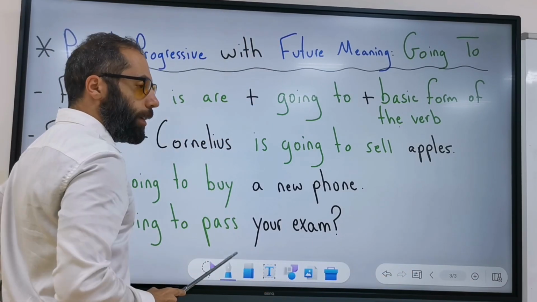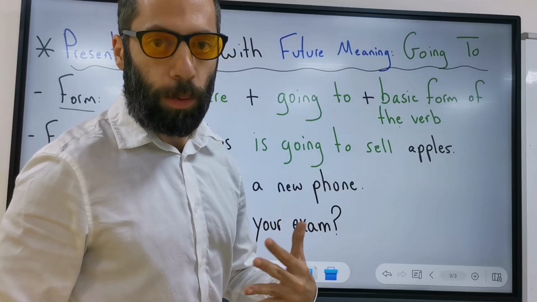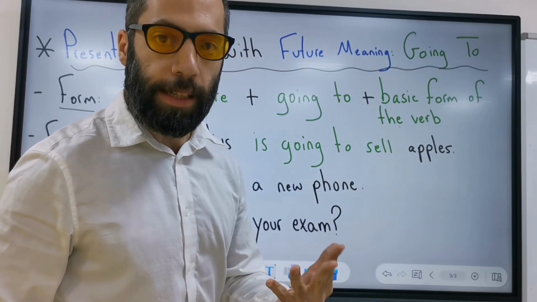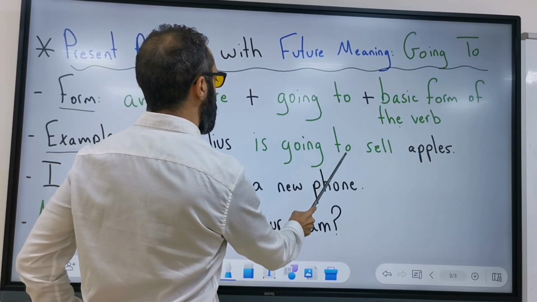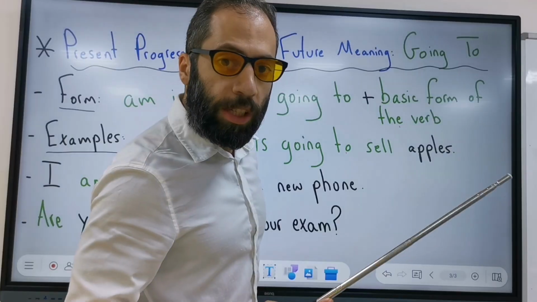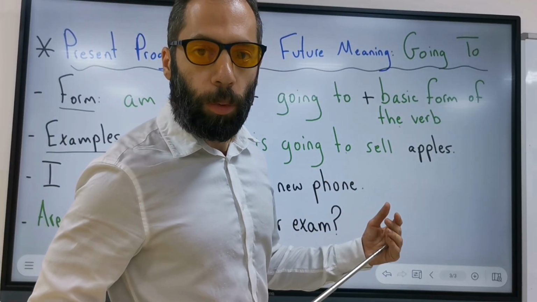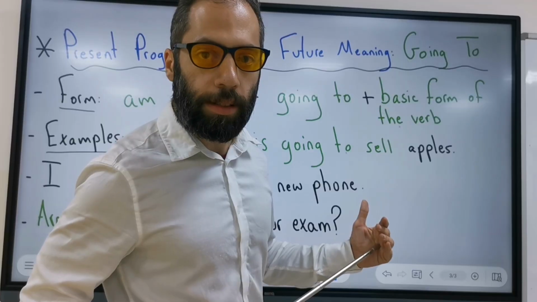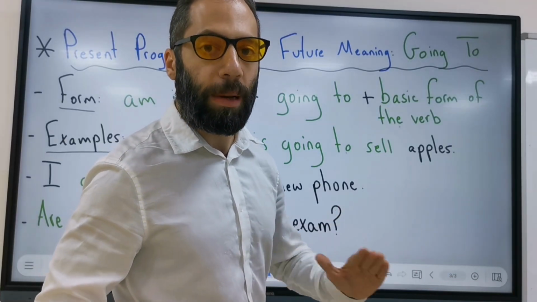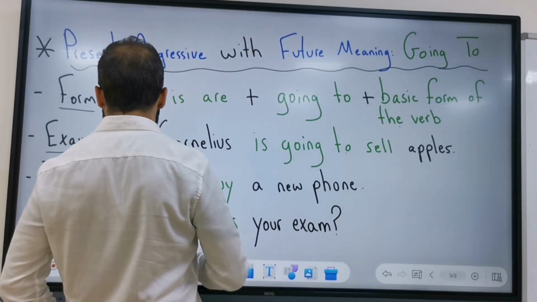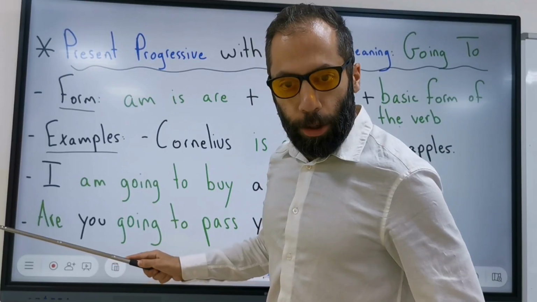Cornelius is, because Cornelius is he, so I will use is, he is. Cornelius is going to, now I'm not going to say selling, I will simply say sell. Cornelius is going to sell apples. I will use the basic form of the verb, sell. Let's look at example number 2.